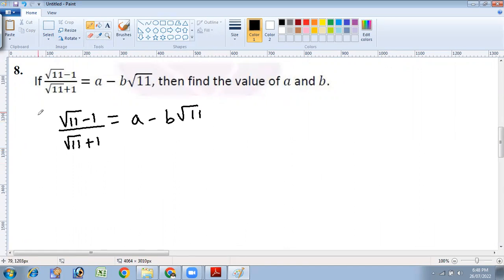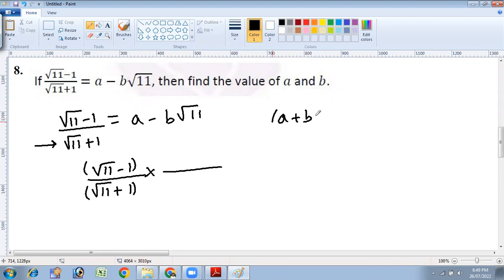Now look here, in this number, the denominator is not properly rationalized. We have to rationalize it. How to rationalize it? First of all, make a bracket over here and over here also. We know that we have to use a plus b, it is given. So by which we have to multiply? A minus b, √11 minus 1.